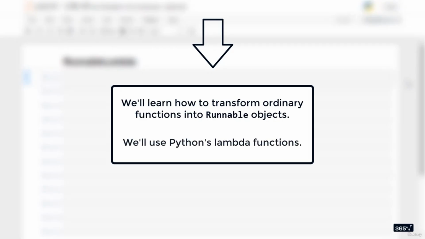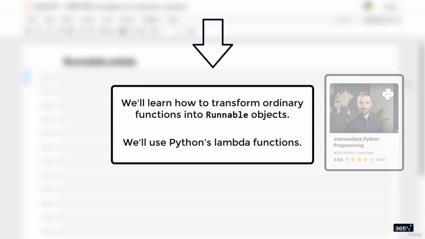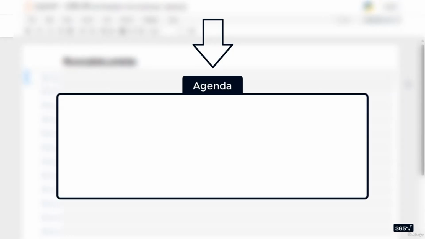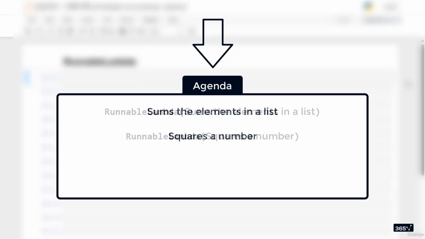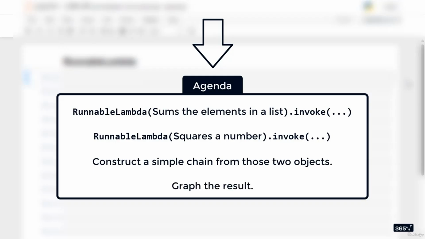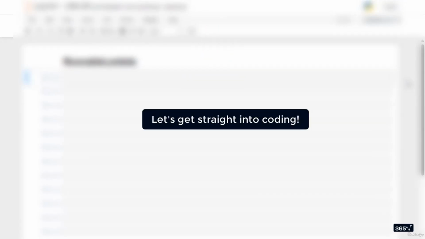For that, we'll use Python's Lambda functions. If you need a review, please consult the final section of our intermediate Python programming course. The agenda for today's lesson is as follows. First, we'll create 2 simple Lambda functions, one that finds the sum of the elements inside a list, and one that calculates the square of a number. We'll then wrap them inside a runnable Lambda class, allowing us to call them using the invoke method. We'll then construct a simple chain from those 2 objects and graph the result. So, with that, let's get straight into coding.